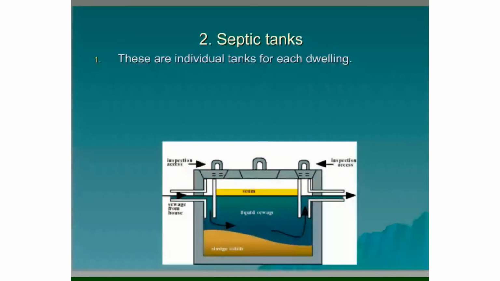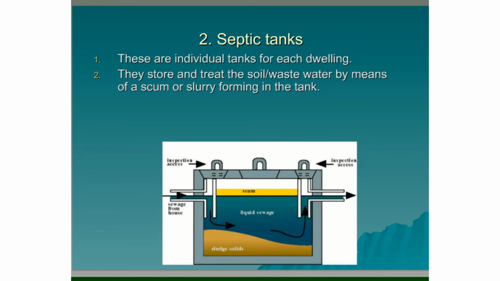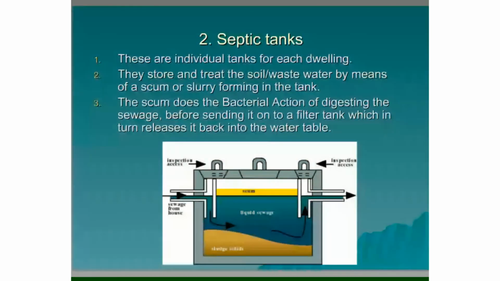2. Septic tanks. These are individual tanks for each dwelling. They store and treat the soil and wastewater by means of a scum or a slurry forming in the tank. The scum does the bacterial action of digesting the sewage before sending it on to a filter tank, which in turn releases it back into the water table.